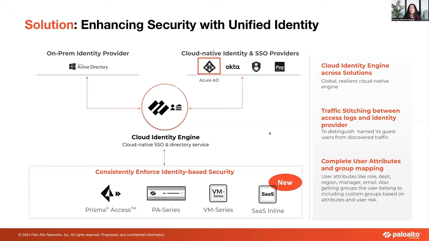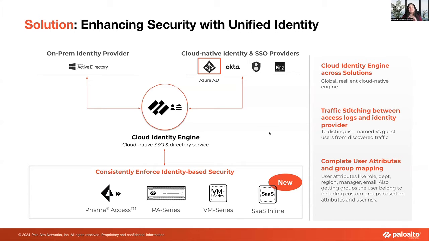The solution to the second problem is through traffic stitching between the discovered user's usage pattern and the information that we receive from Cloud Identity Engine on the users. So the named users have all 360 information, while the guest users do not have that information, so we can distinguish between them in the discovered users section.